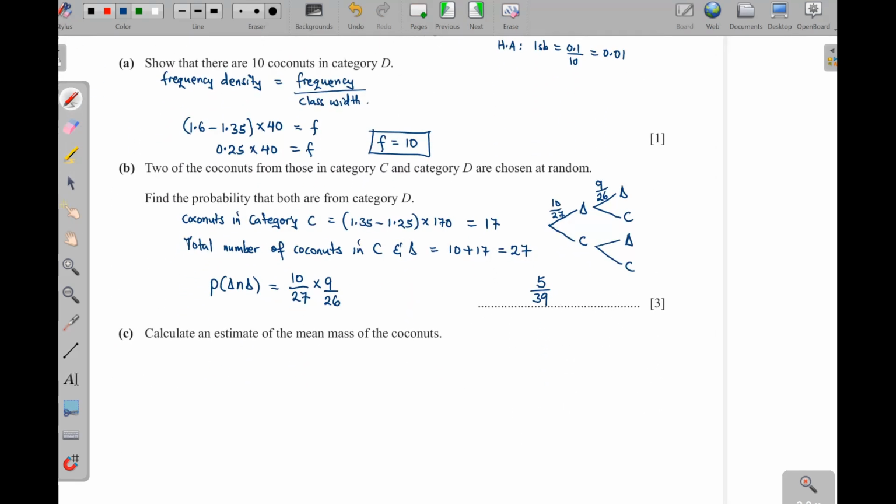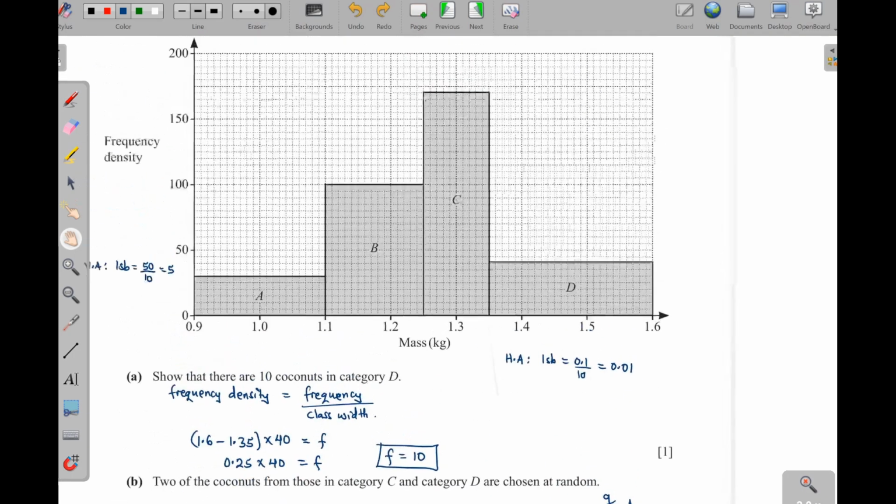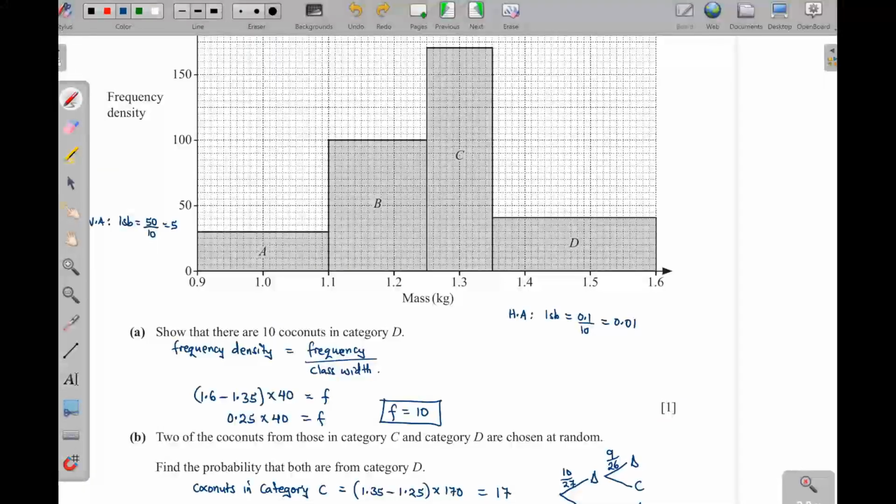Then part C, calculate an estimate of the mean mass of the coconuts. So we know that mean is equal to summation of fx divided by the summation of f, but we need to find all the midpoints. We need to find the x as the midpoint, and then also the frequencies. You see that? So how do we get the remaining frequencies? So the remaining frequencies here, for this one it will be 1.1 minus the 0.9, then times what is here. Then also here minus this one, then times that. You get that?